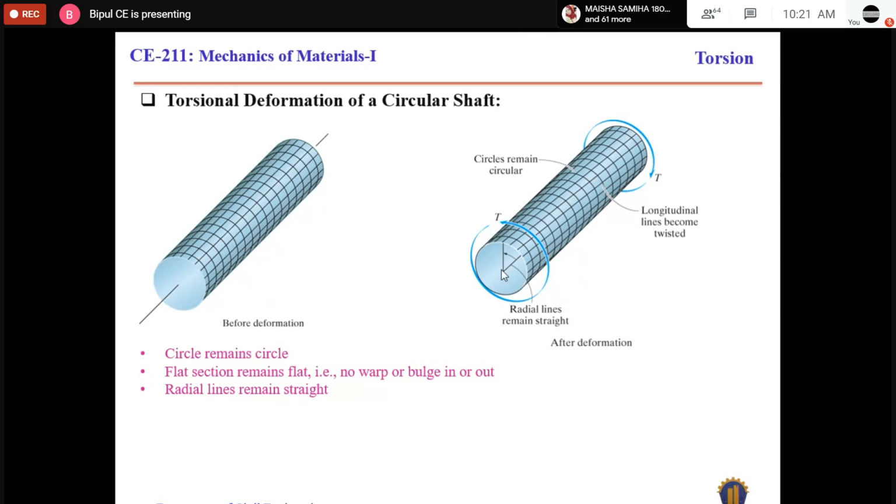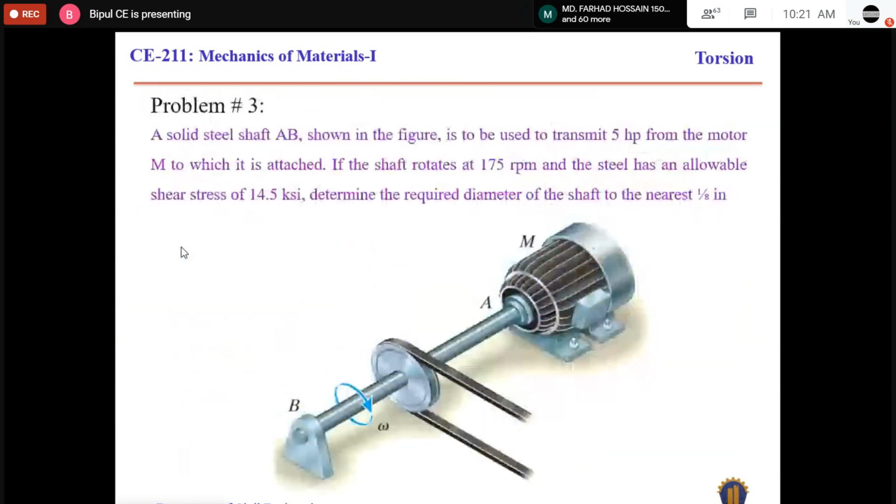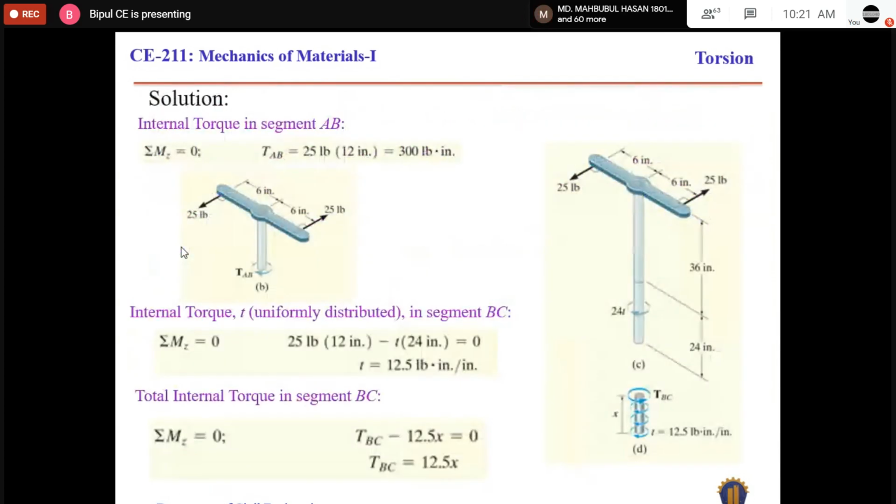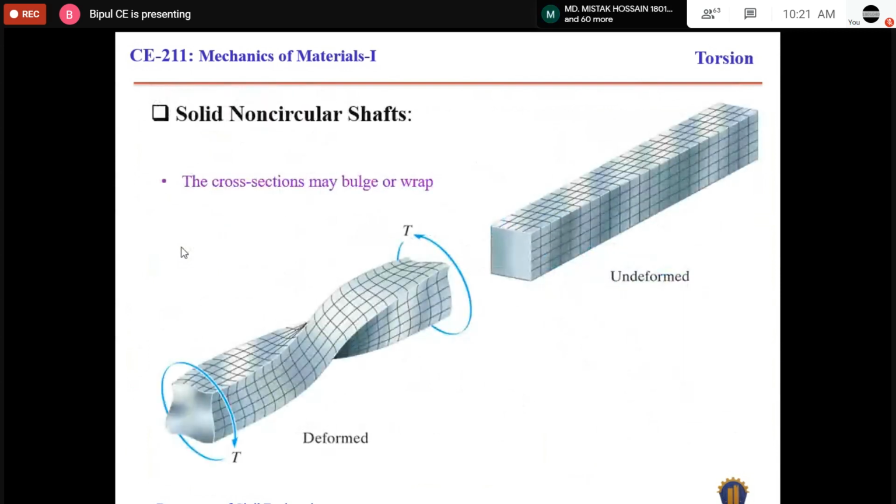Plane section remain plane, and the radial line on the surface remain straight line. Okay, and there is no warping or bulging. That is the observation of the structure after deformation and before deformation. But go to the non-circular shape or non-circular structure. In case of circular shape, the circle remains circle.